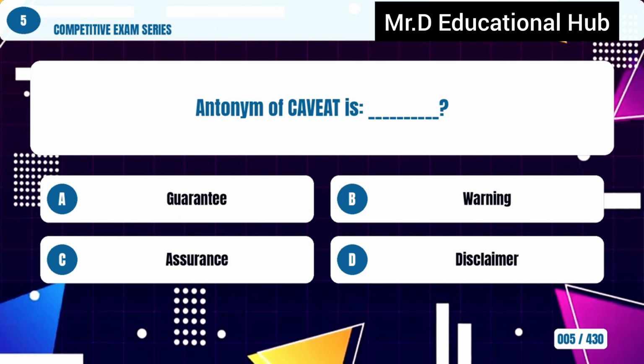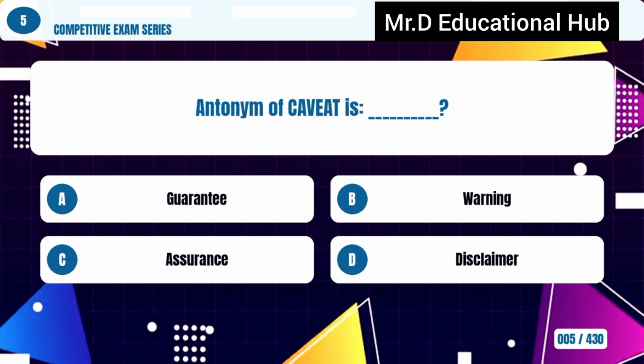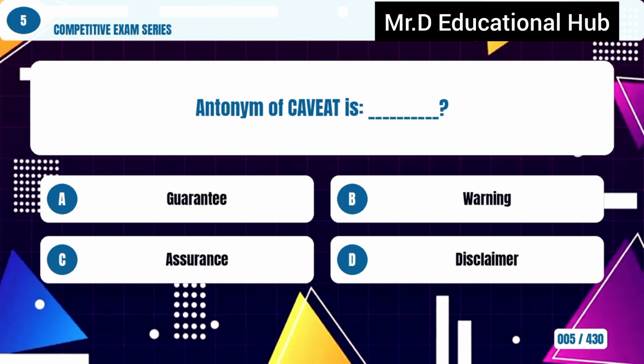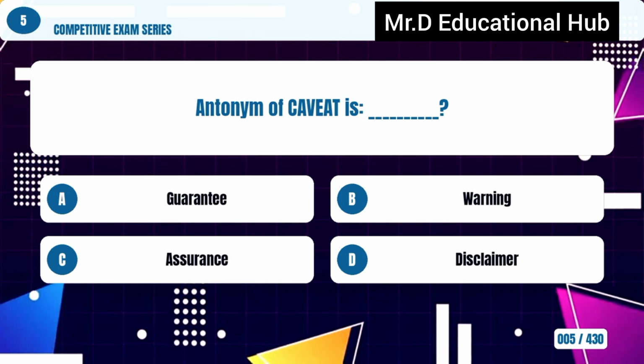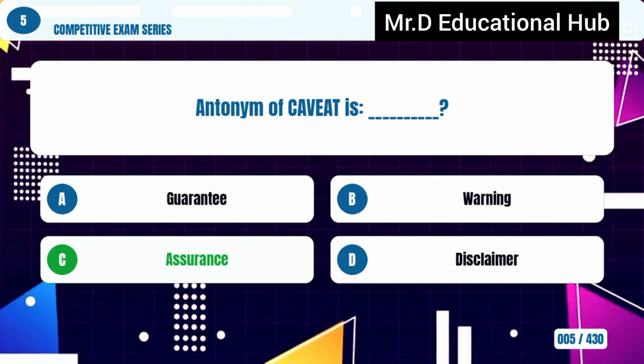Question: antonym of caveat is blank. Option A, guarantee. Option B, warning. Option C, assurance. Option D, disclaimer. Correct answer is option C.